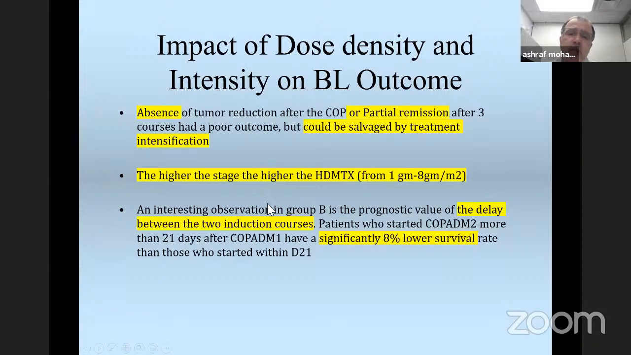The other thing that was reported through the LMB trial is the higher the stage of Burkitt's, the higher the dose of methotrexate you need. So for stage 1 and 2, you need only 1 gram of methotrexate over 4 hours. So the toxicity is much less. But for stage 3 and 4, especially for 4, you need 8 grams of methotrexate. And then in the BFM, you have to do it as a 24 hours infusion.